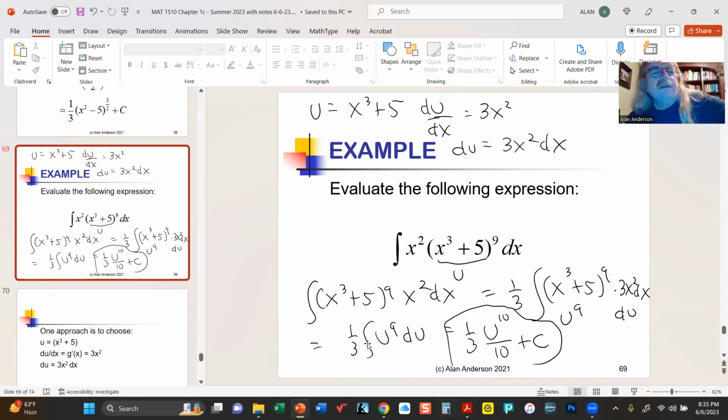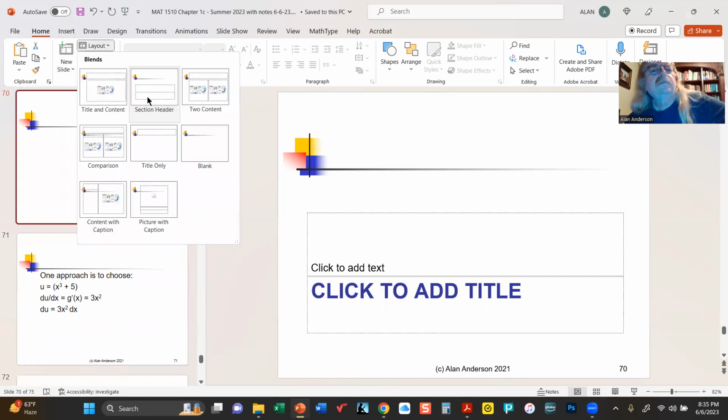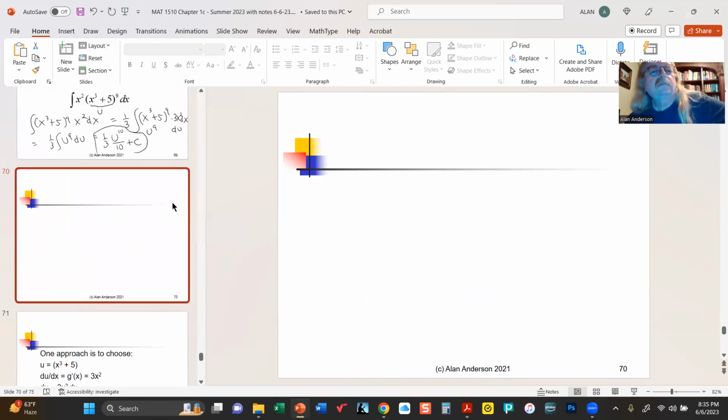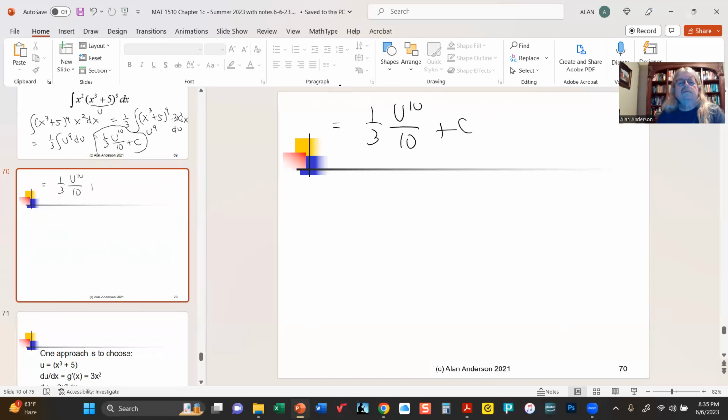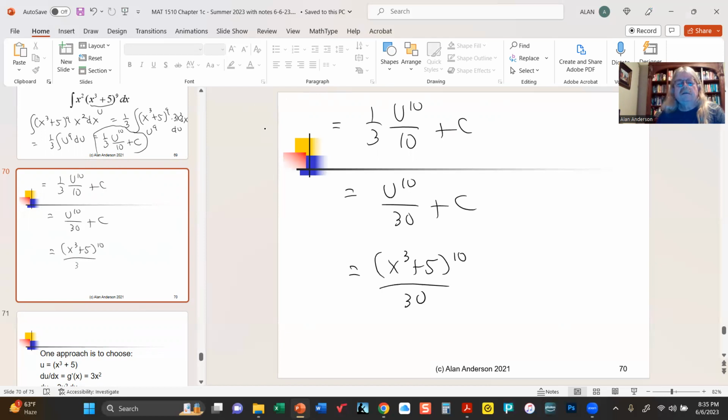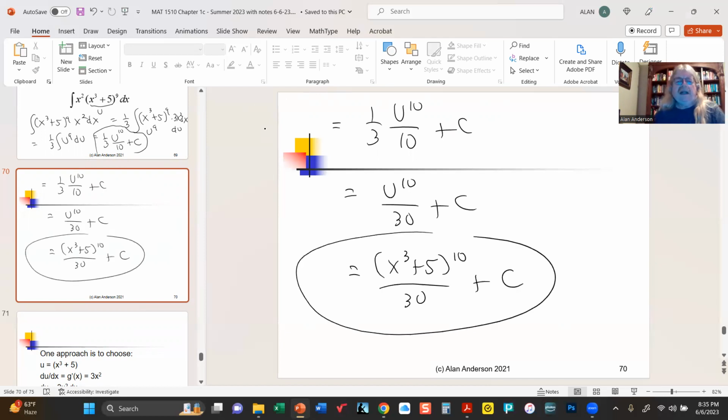All right, I'll move that to the next slide. And then, of course, don't forget that u was originally defined as x cubed plus 5. And you're done.